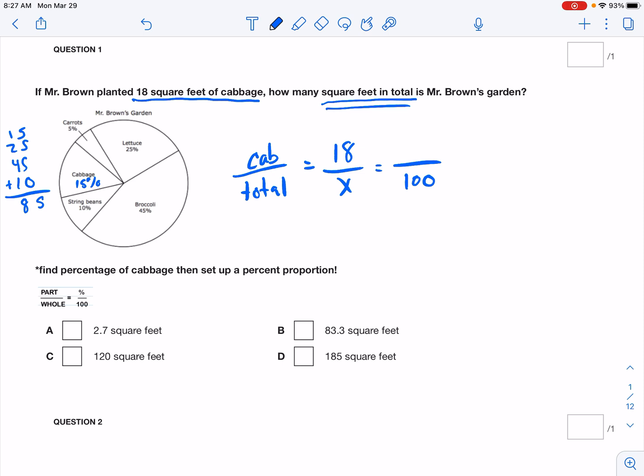So if 15%, now we're going to cross multiply. 18 times 100 is 1,800, and when we divide by 15, we end up with 120 square feet for the garden.